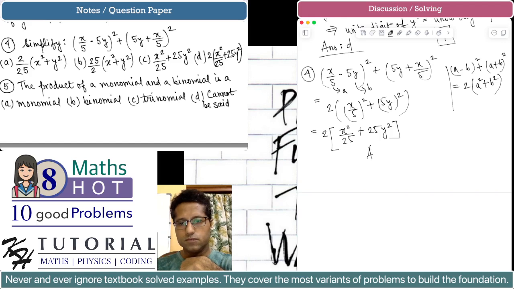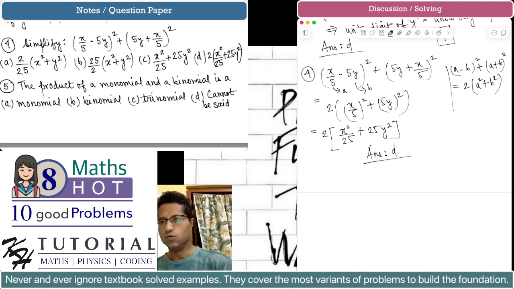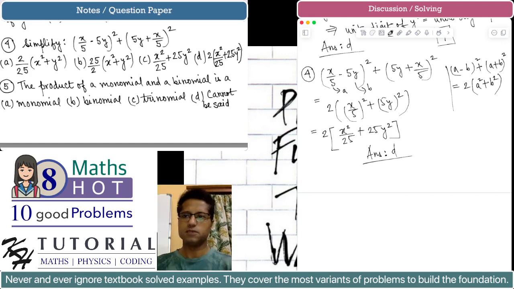So this was a pretty straightforward question. If you know that a minus b whole square plus a plus b whole square is equal to twice into a square plus b square, you can save some time. If you don't know this identity, then you can always do the expansion of a minus b whole square and a plus b whole square, and you will of course get the same result. That is, it will be equal to twice of a square plus b square.